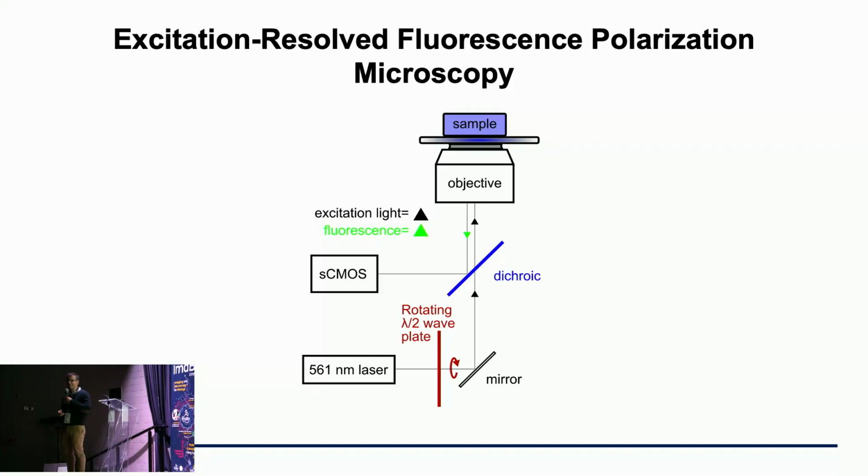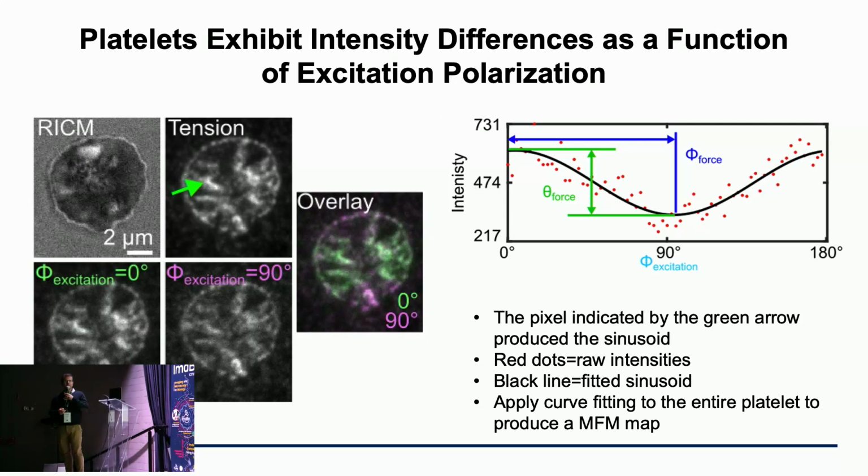and this is excitation resolved fluorescence polarization, which means we just put a half wave plate in front of the laser, and we rotate it, and we just measure the intensity on our camera. So if the laser is aligned with our dye, you get very bright excitation, and if it's orthogonal, you get very dim. Okay, so let me show you what this means.